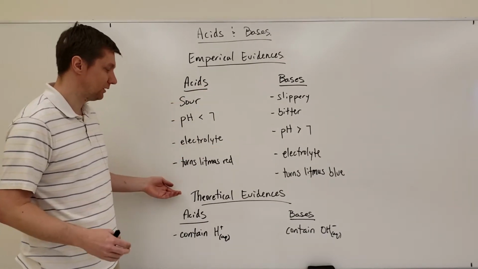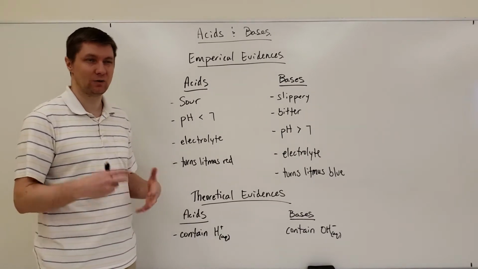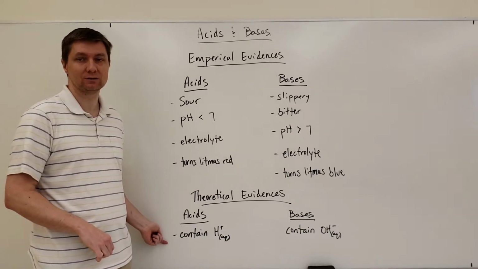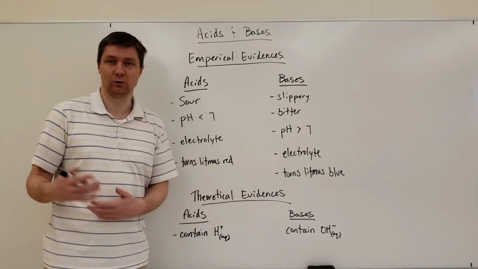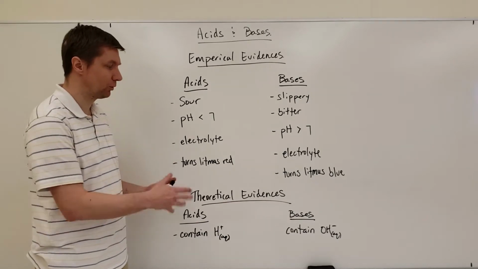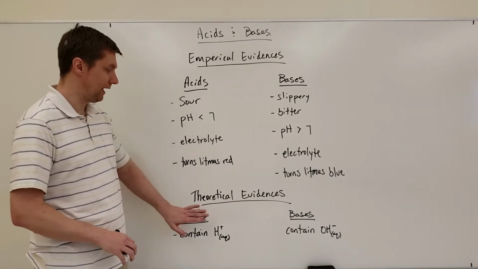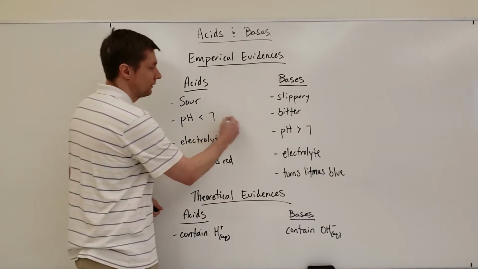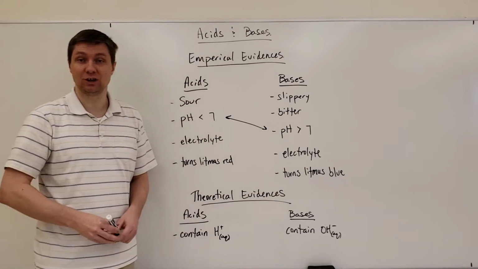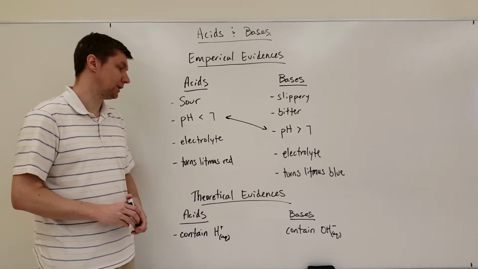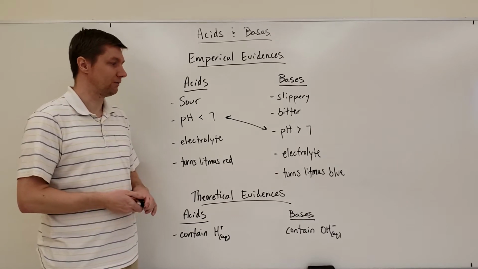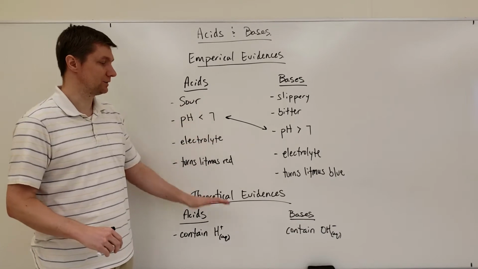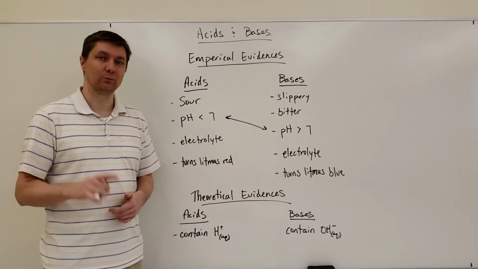We can also classify bases using theories that we've devised, and the theory really that we've devised is pretty simple. We say that acids contain H+, and we say that bases contain OH-. And so we'll explore this a little bit more. We'll explore a little bit about how these theoretical evidences are tied to some of the empirical evidences, specifically the pH scale and the pOH scale. And so in the next clip, that's what I'm going to have up here on the board, is just those scales and how they're related, these empirical evidences to the theoretical evidences. So we'll be right back.